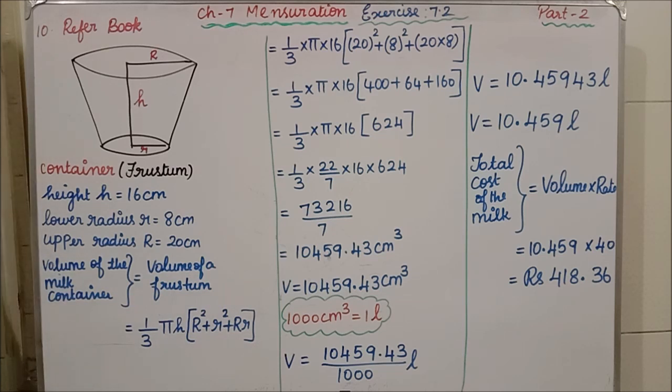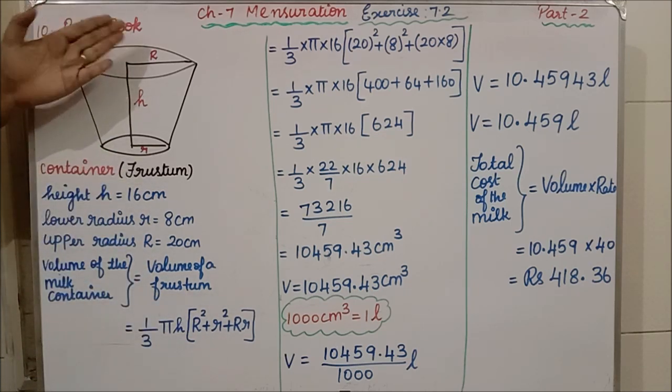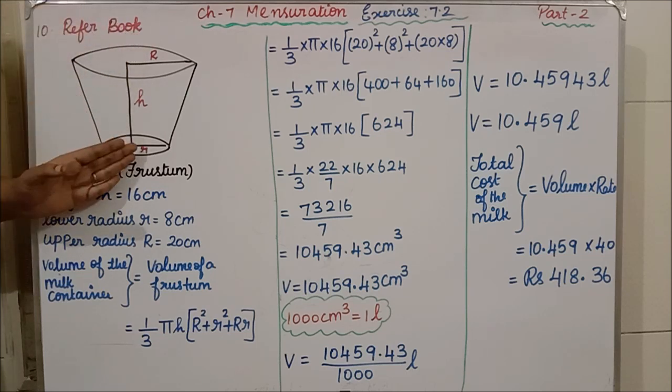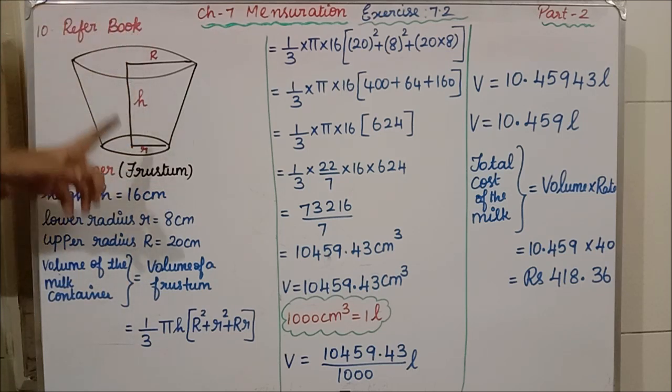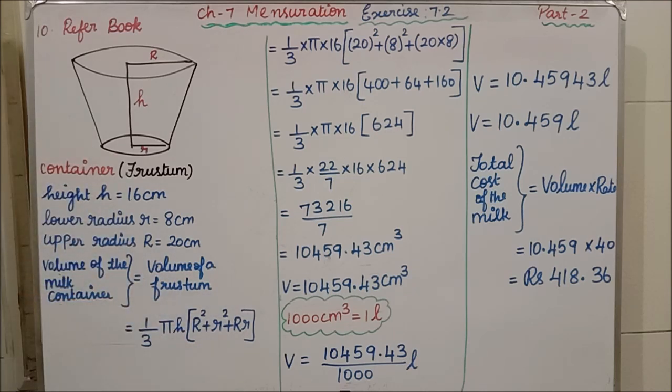Like that only you have to learn. Okay, frustum means we are taking it from the cone. What is the volume of the cone? 1 by 3 pi r square h. Like that, same 1 by 3 pi h. Since here we are having 2 radii, write capital R square plus small r square plus R into r. That is the volume of your frustum formula.